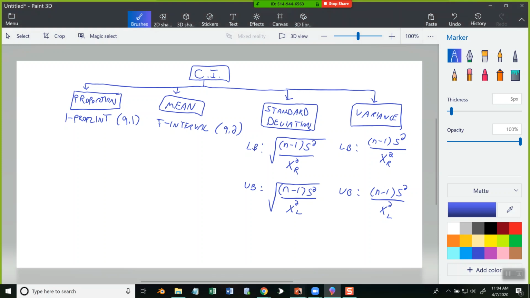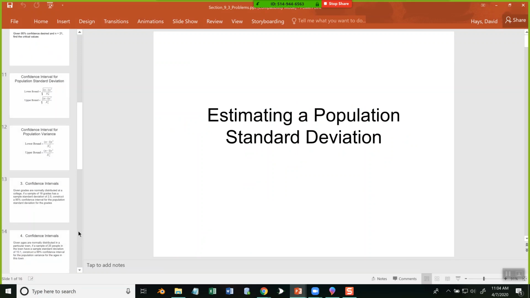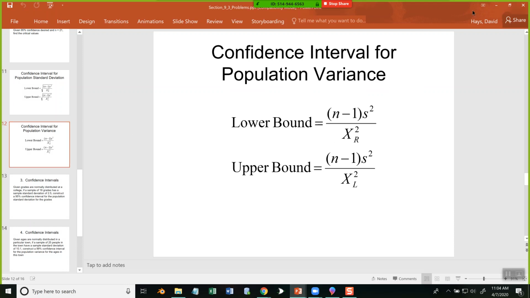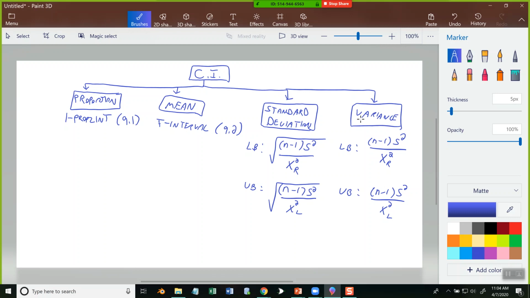Let's verify that. Is 9.3 where those are located? Yeah, that's right. So 9.3.